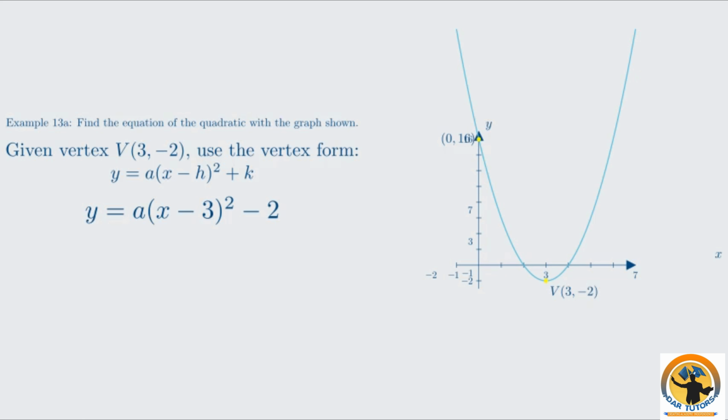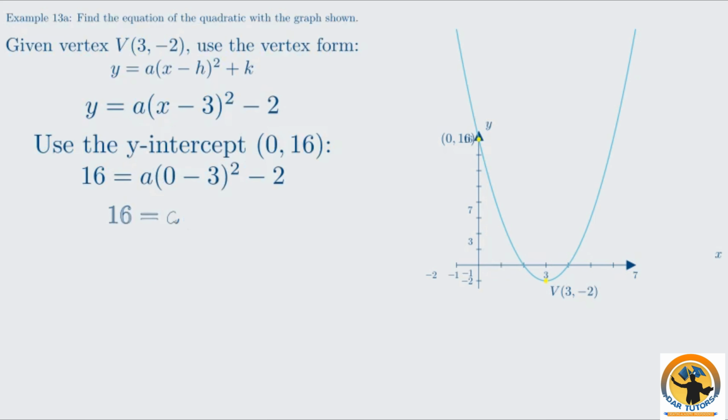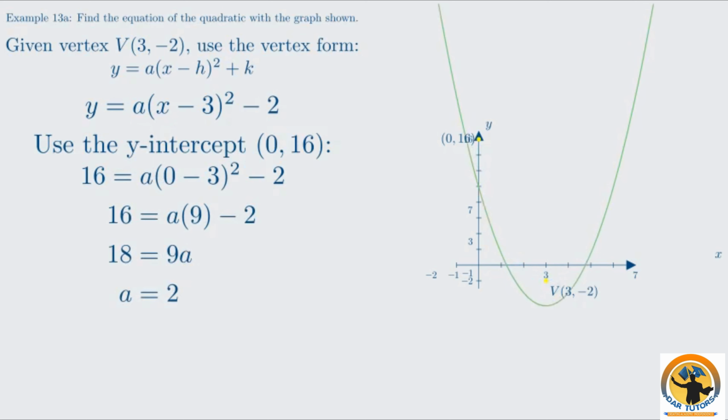Now we need to find the value of a. We use the other point we were given, the y-intercept, (0, 16). Substitute x equals 0 and y equals 16 into our equation. This gives 16 equals a times (-3) squared plus 2. Simplifying, we have 16 equals 9a plus 2. Subtracting 2 from both sides, we get 14 equals 9a. Dividing by 9, we find a.